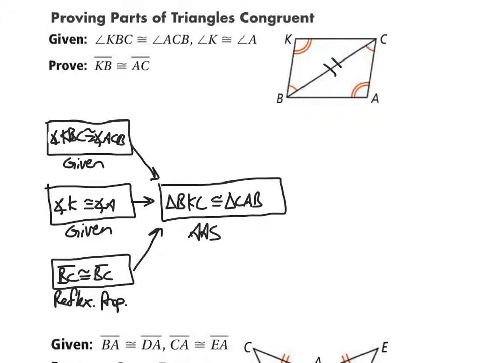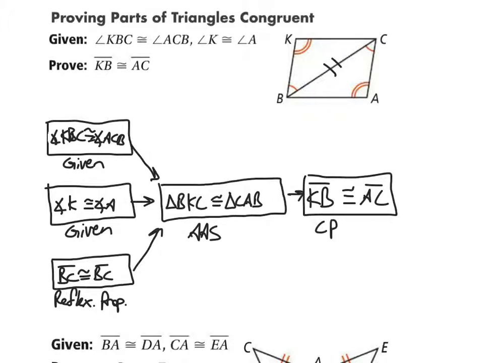All right, so there we've proven the triangles are congruent, but that's not what they asked us to do. They said, prove that these line segments are congruent. So to do that, got a question? You got the answer? Yeah. What are we doing? You use CPCTC. That's exactly it. So we know that line segment KB is congruent to line segment AC because corresponding parts of congruent triangles are congruent. And those actually are corresponding parts.